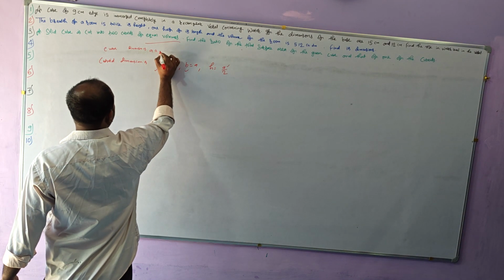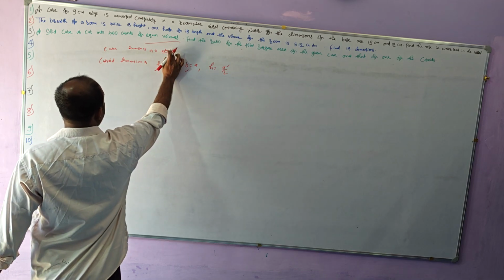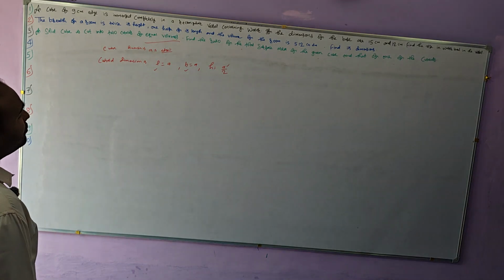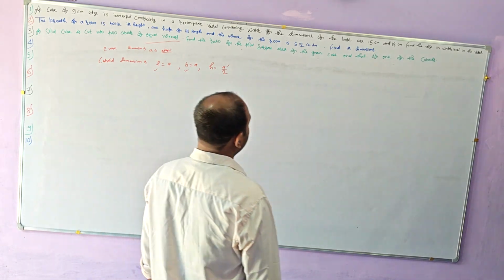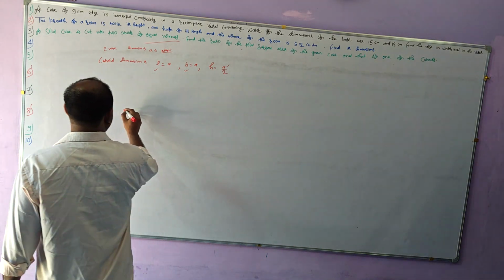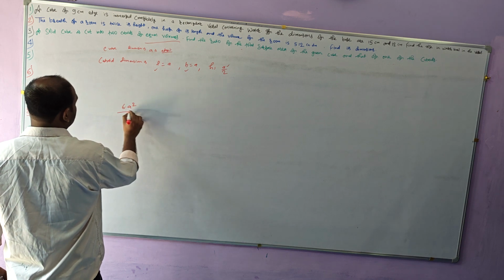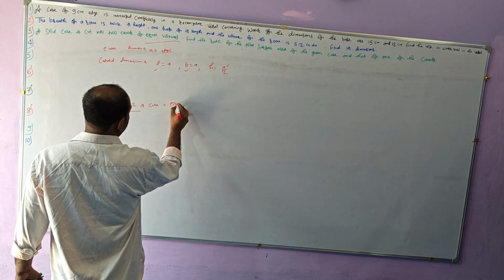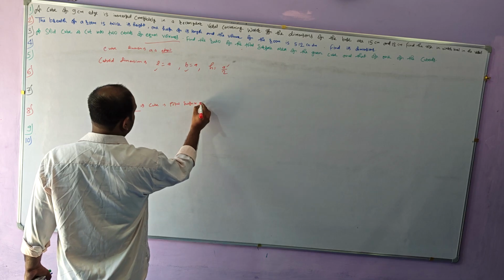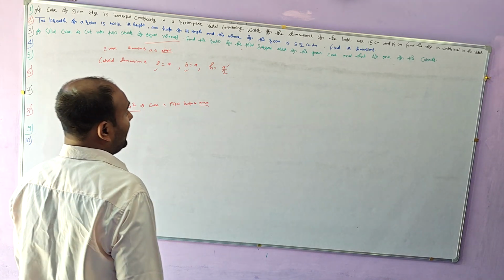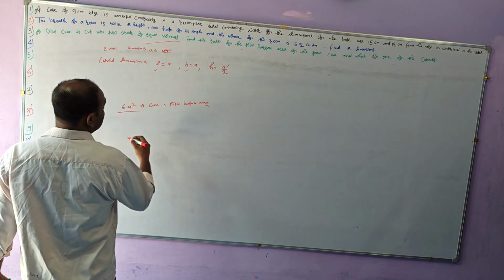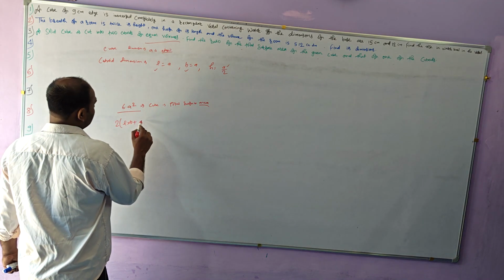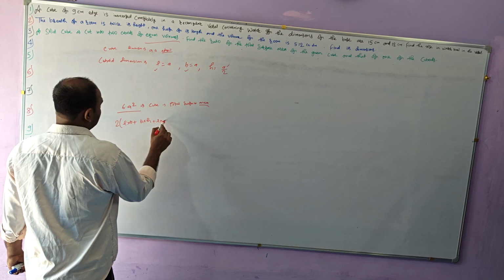That is equal to the edge of the cube. So we need to find the ratio of the total surface area of the given cube, that is 6a square, the surface area of a cube, and that of one cuboid. And we know the cuboid total surface area is what? Basically 2 into (L into B plus B into H plus L into H).